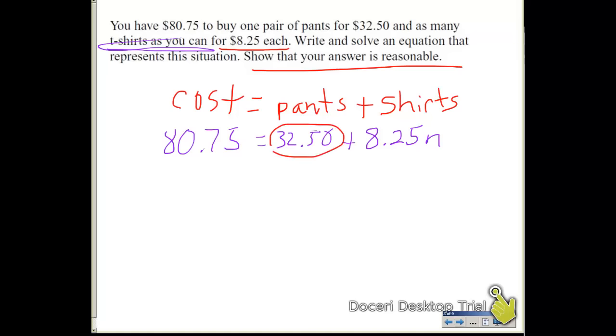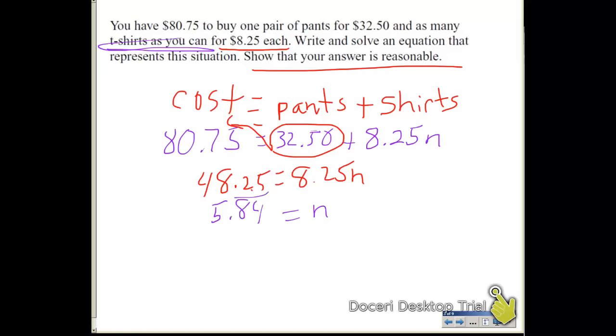Reverse PEMDAS, I'm going to use my 32.50 and move it this way, but I'm going to move it over as a subtraction. 80.75 minus 32.50, and that will leave me with $48.25. And that's going to equal $8.25 N. And the next thing I want to do is divide both sides by $8.25. So $48.25 divided by $8.25 leaves me with about 5.84. And this is repeating.